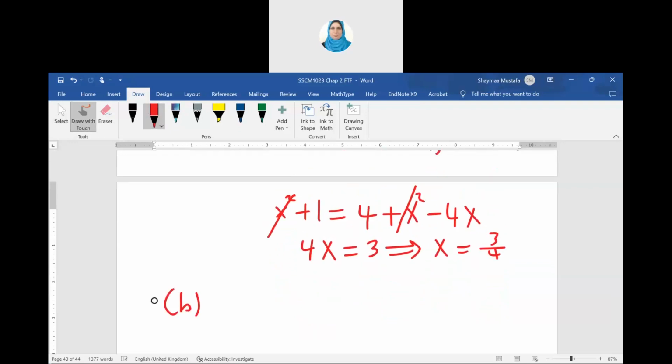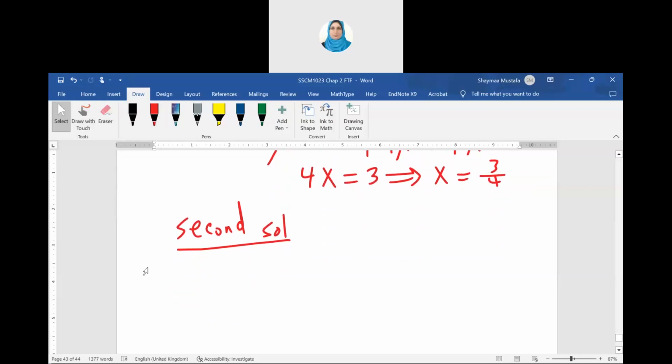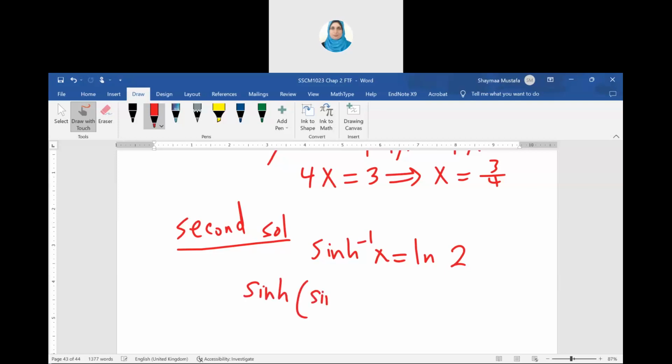Now this one, part B. Sorry, before B, I will make another solution. Second solution: I will use the definition, but not the definition of sine inverse. I will use the definition of sine. Because I have the equation sine inverse x is equal to natural logarithm of 2, I need to solve this one. So instead of going for sine inverse, you can go for sine, because from this equation, if you take sine for both sides, x will be equal to sine of ln 2.